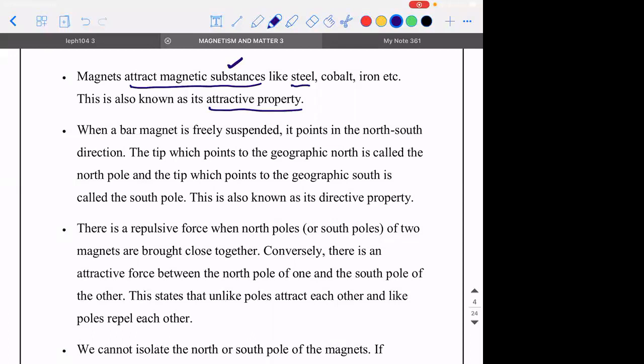Secondly, when a bar magnet is freely suspended, it points in the north to south direction. The tip which points to the geographic north is called the North Pole, and the tip which points to the geographic south is called the South Pole. This is known as the directive property of the magnet.